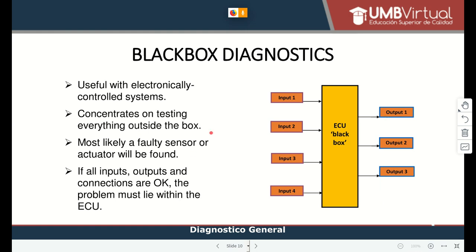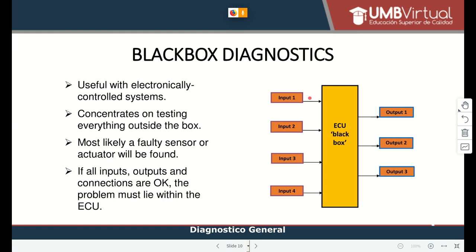Concentration testing, everything outside the box. Most likely a faulty sensor or actuator will be found. It could be a faulty sensor or an actuator that has some fault. If all the input and output connections are okay, the problem will lie with the ECU.